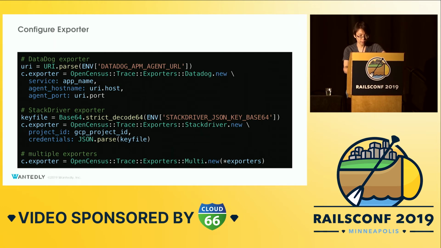There is an exporter class for each backend. So you can make an instance of it and set it in the config object. In this example, the first one is the exporter class for Datadog, and the second one is the exporter class for Stackdriver. So you can instantiate it and set it on a configuration object. Each of those is provided by a different gem, so you can just require whichever you need.